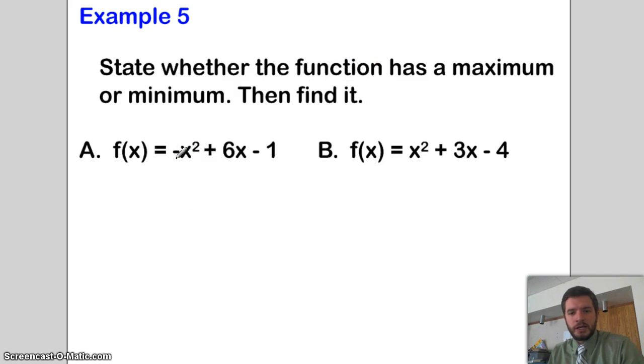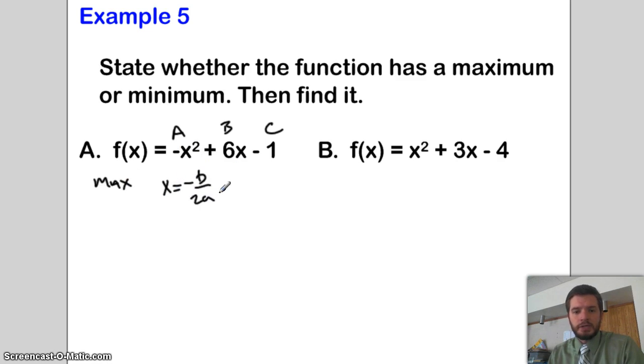In this case, we see a negative for a. Here a is -1, b is 6, c is -1. It's facing down, so it's going to be a maximum. Alright, and now we need to find it. We know our formula, x equals -b over 2a. So b is 6, so -6 over 2 times -1. 2 times -1 is -2. So -6 over -2, which is +3.